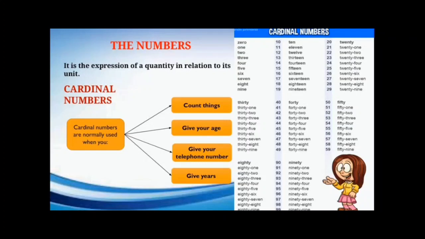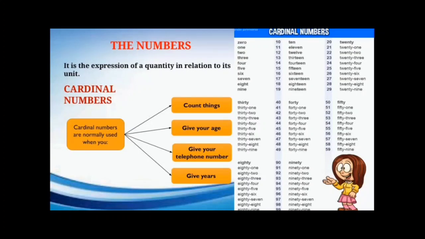There are 31 days in January. Give your age. For example, my sister is 27 years old. I am 44 years old. Give your telephone number. For example, our phone number is 26175. Give a year. For example, she was born in 1975.